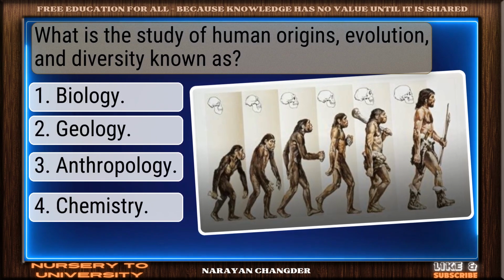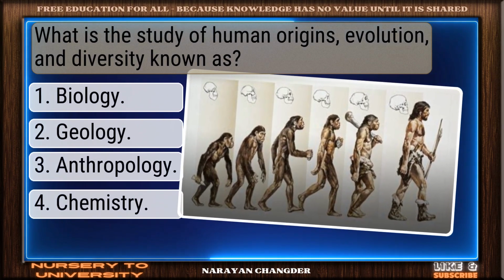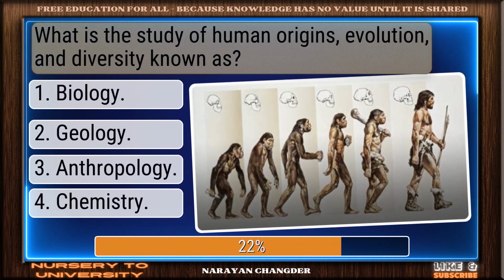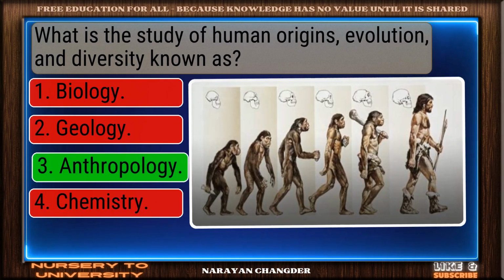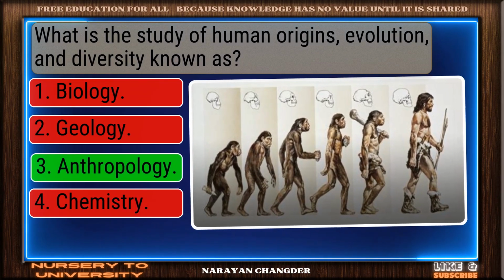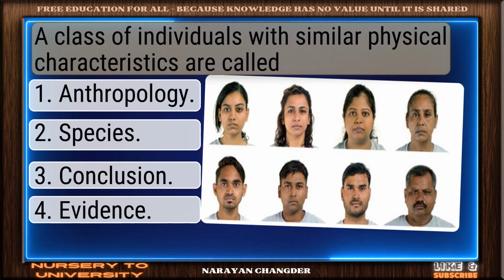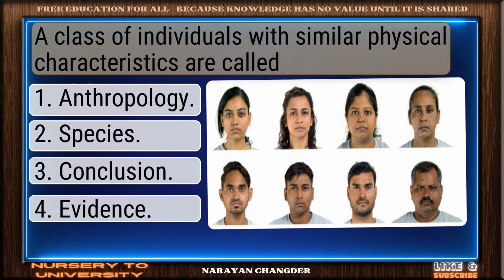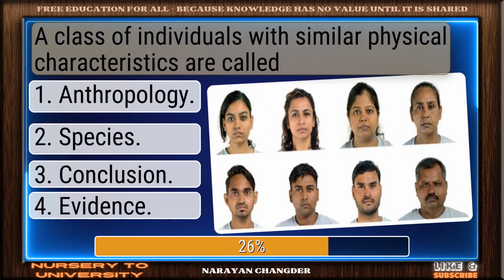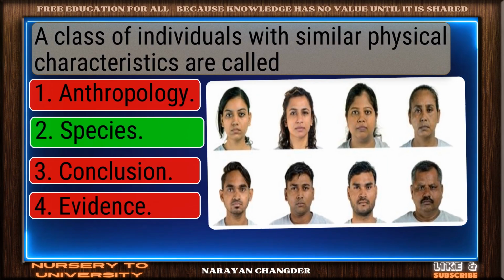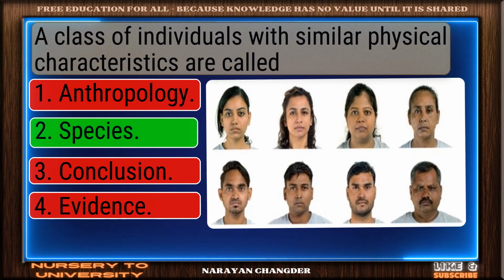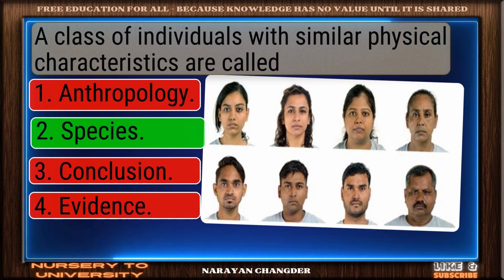What is the study of human origins, evolution, and diversity known as? Strong choice. Anthropology is the right answer. A class of individuals with similar physical characteristics are called? Solid response. Species is a valid choice.